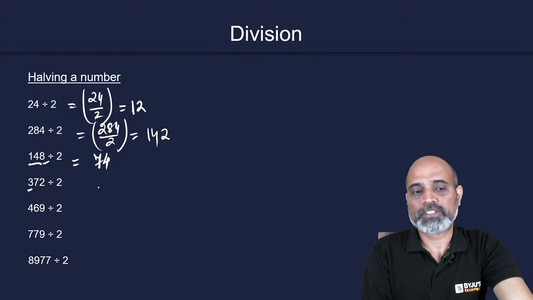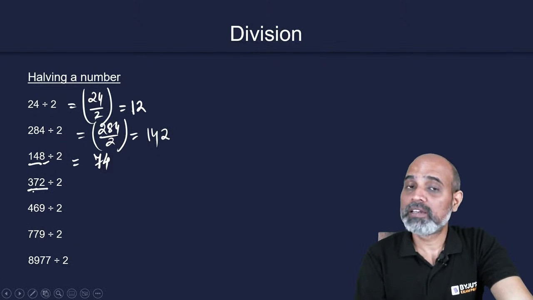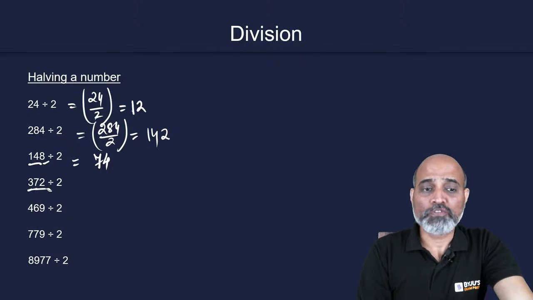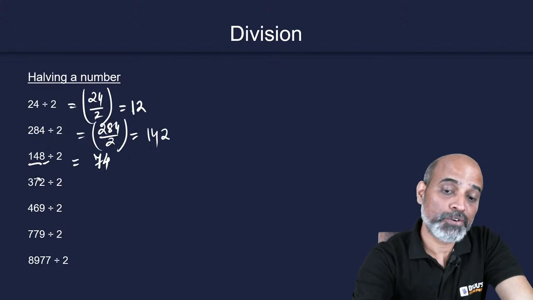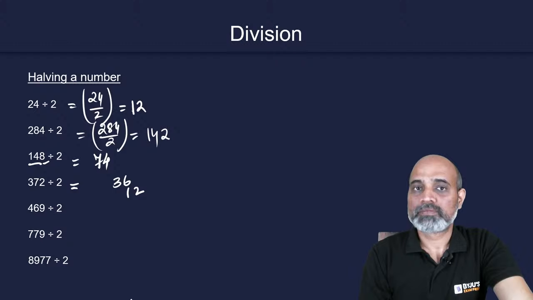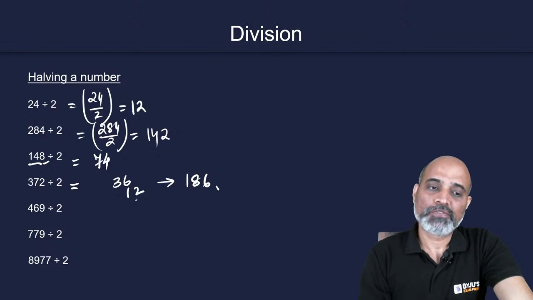372 ka half. 3 ka half nahi pata, 37 ka half nahi pata, 372 ka half maybe, only if you are good with halving a 3-digit number. So what happens if a single digit or a pair of digits are not helpful in halving? Toh aap kya karoge? You are going to treat 372 as 36 and 12. 36 ka half is going to give you 18 and 12 ka half is going to give you 6. 186.